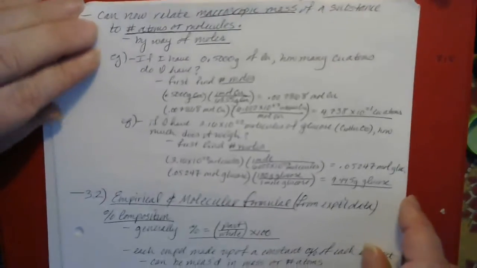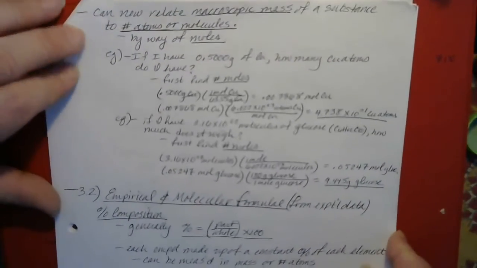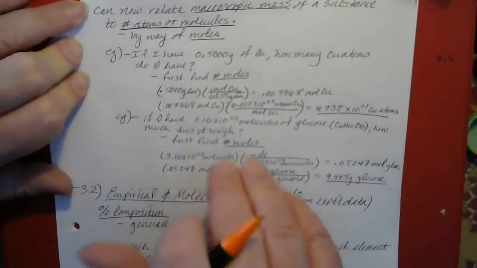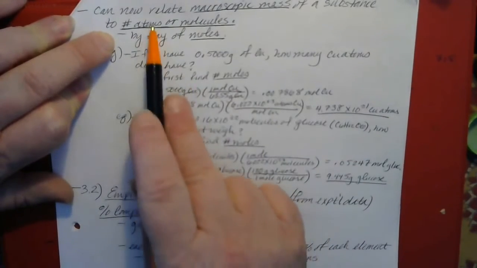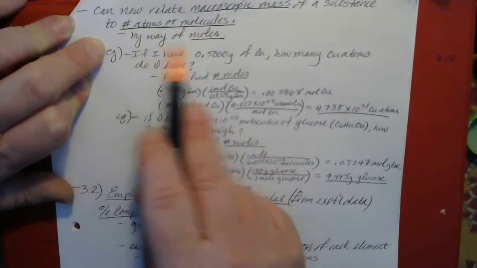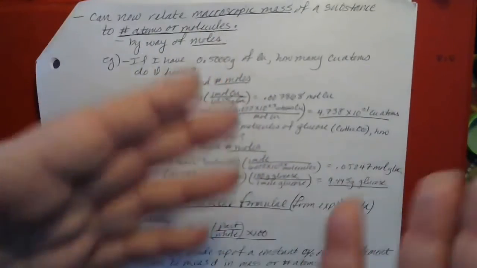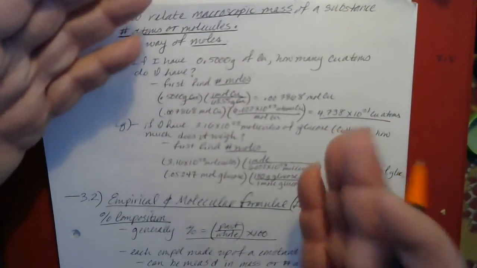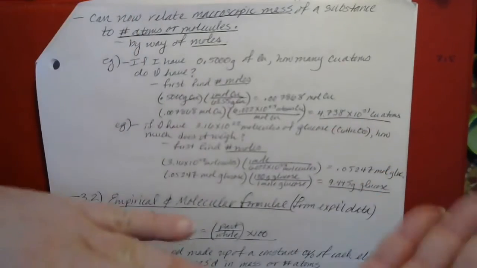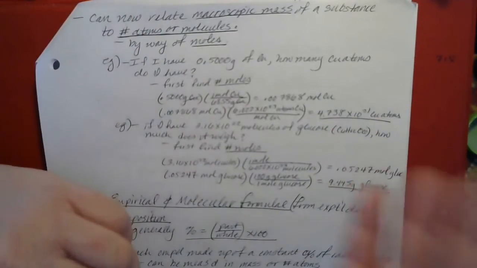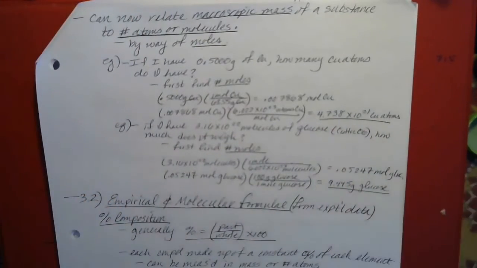And so we can now basically relate the macroscopic quantity of mass of a substance to the microscopic quantity of number of atoms or molecules. And we do that by way of moles. Anytime you want to go from mass to number of items, whether they be atoms or molecules, you have to go by way of moles. If you want to go from number of items to mass, again, you have to go by way of moles. Either way.